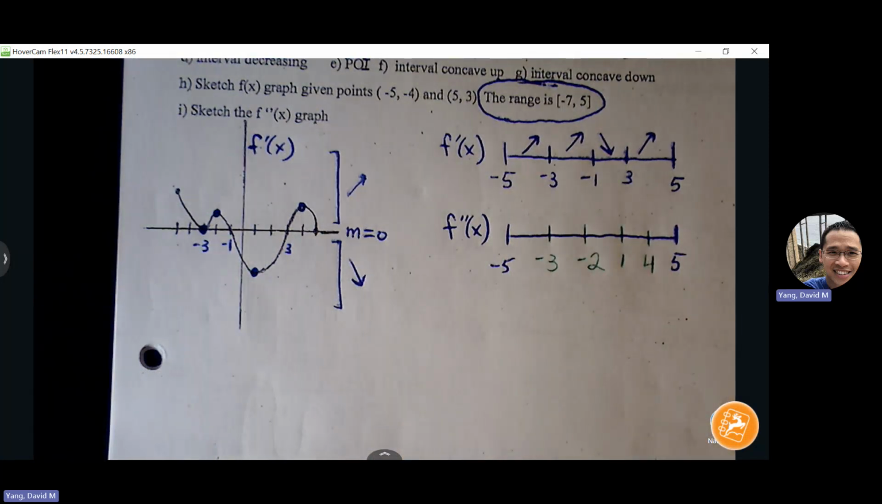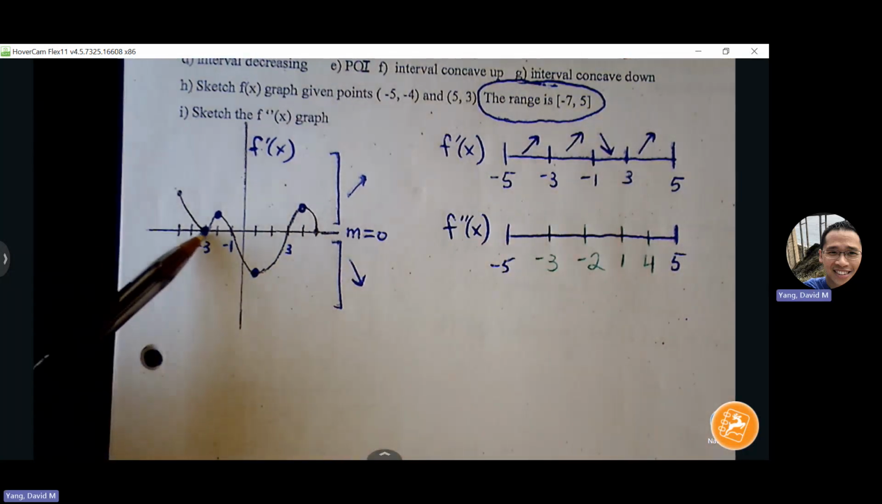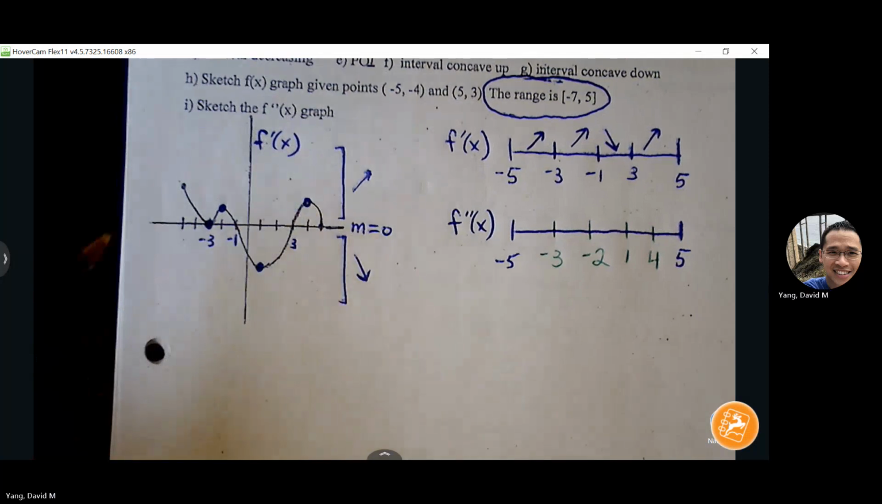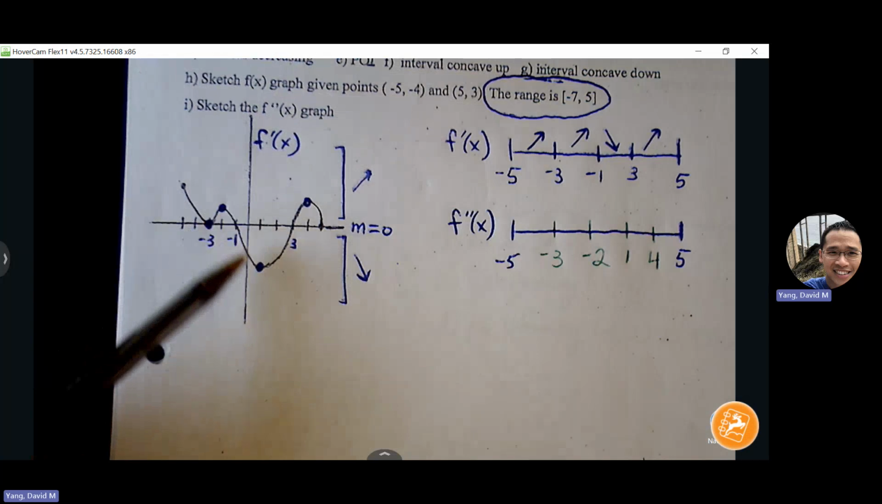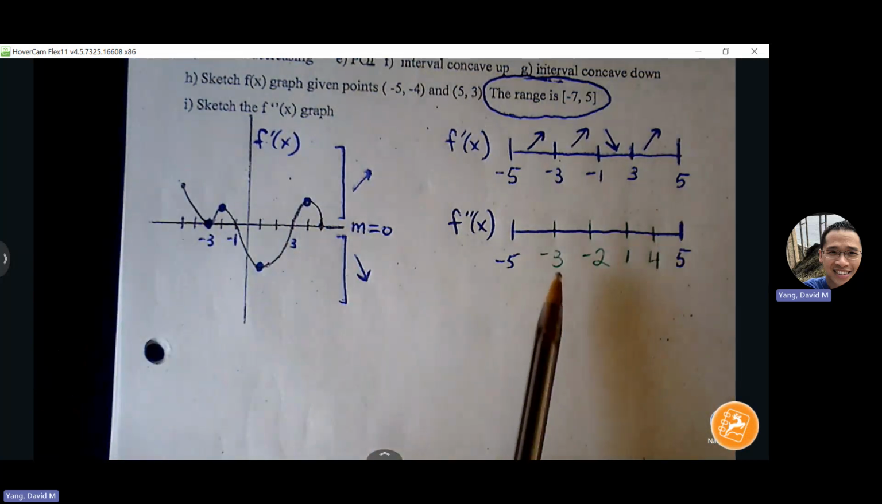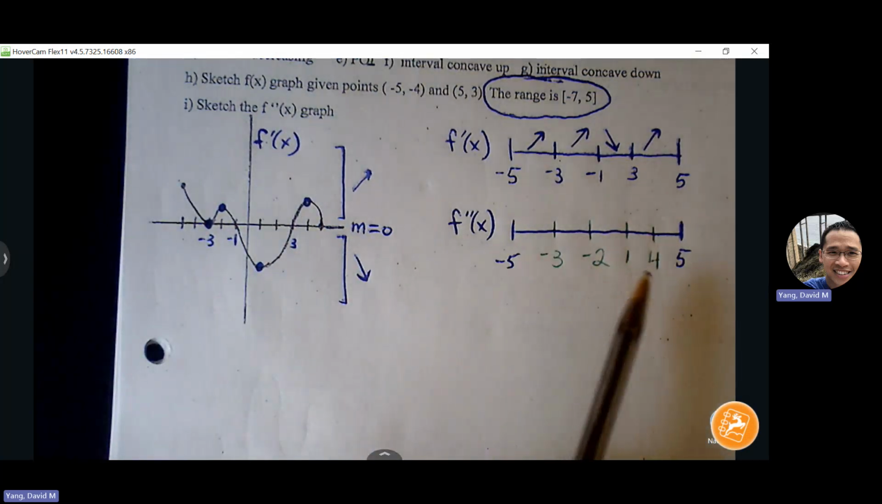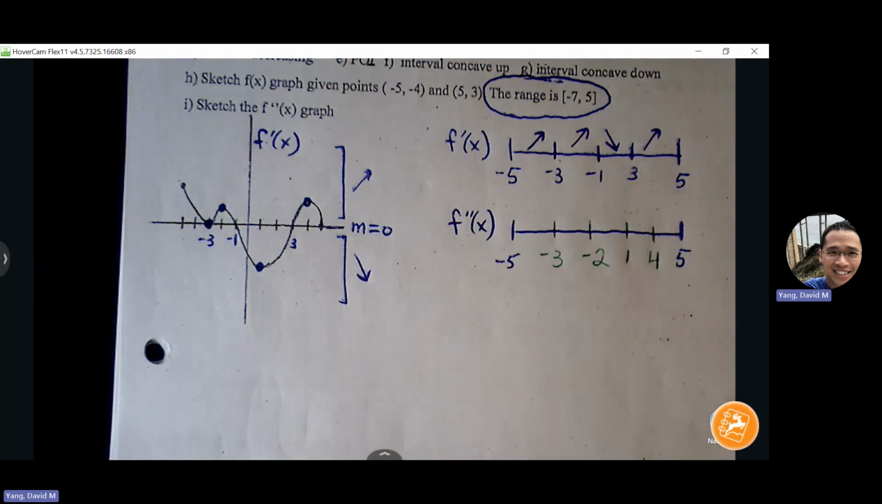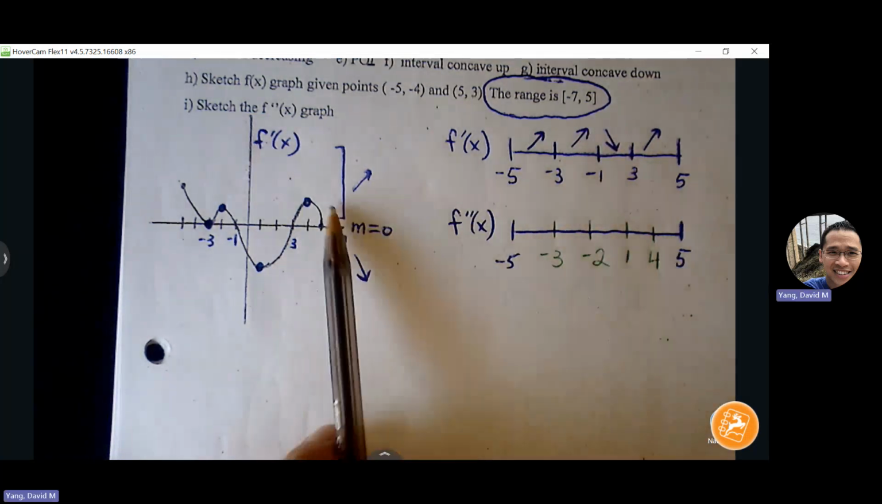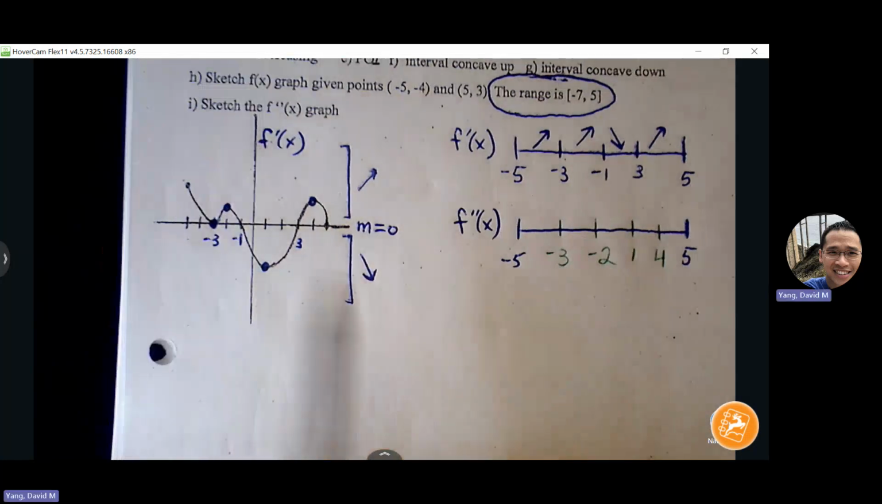How do you know what's over the second derivative? The peaks and valleys, the max and mins. Yeah, the relative max and relative mins of the F prime graph will show up on the original graph as points of inflection. And then for F prime, it's just the x-intercepts.